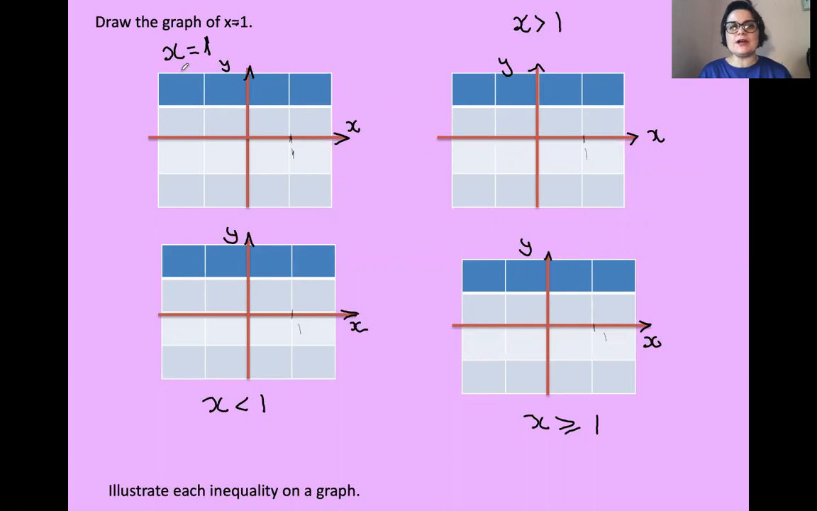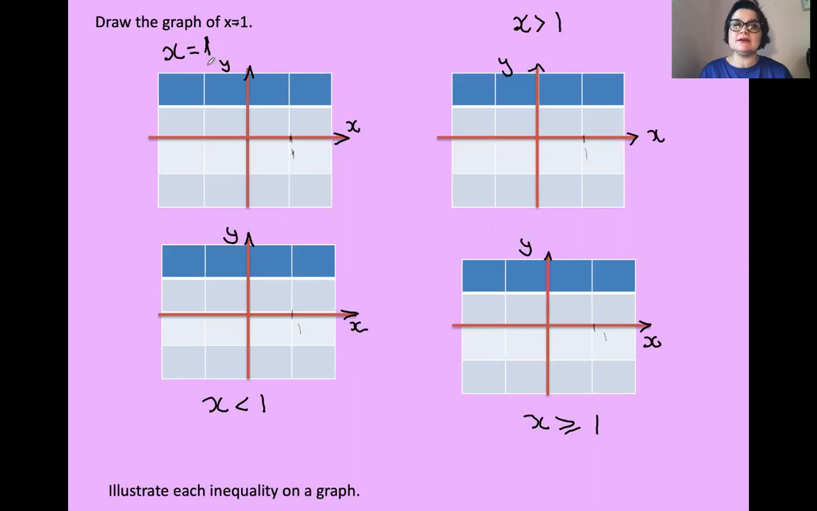Now, we are going to draw the graph of x equals 1 first, and then we are going to use this skill to illustrate x bigger than 1, x smaller than 1, and x bigger and equal than 1 on a graph. And you see how this is going to help us represent the other three inequalities.